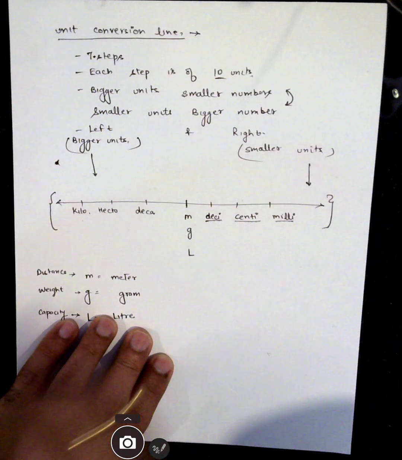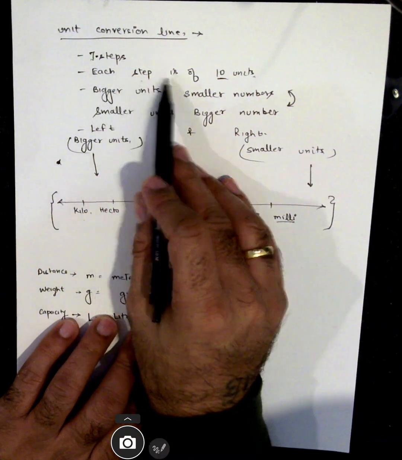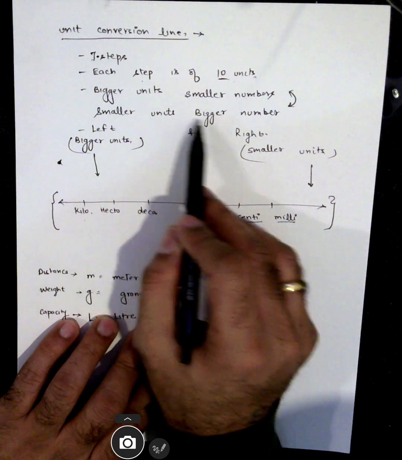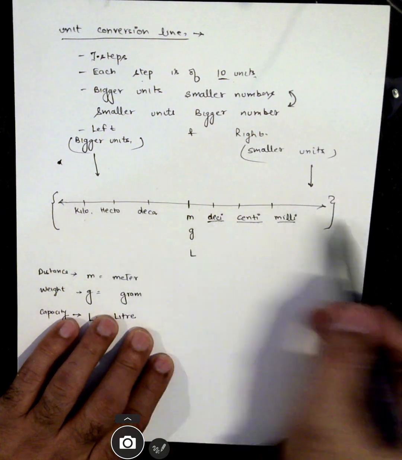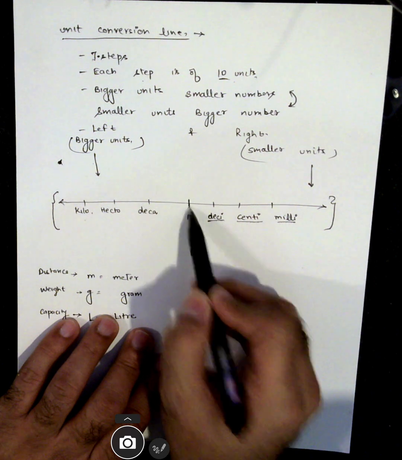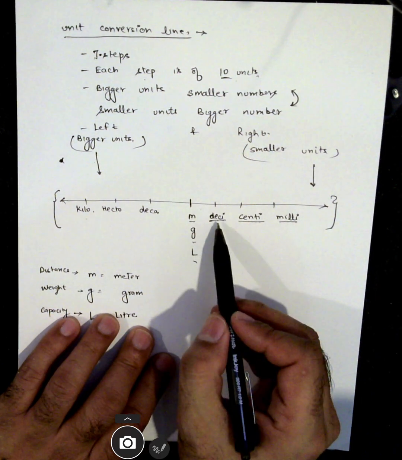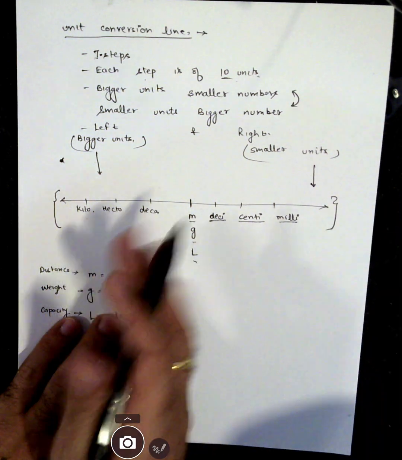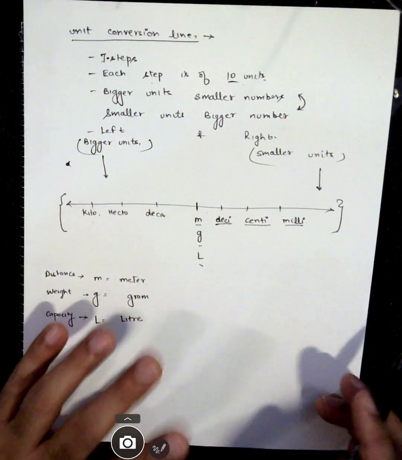Okay. So 1, 2, 3, 4, 5. 5 things we have to memorize. 7 steps. Each step is of 10 unit. Bigger units, smaller numbers. Smaller units, bigger numbers. And then left we have bigger units, right we have smaller units. We are starting the unit conversion line with MGL in the middle. Then we have deci, centi, milli on the right and deca, hecto, kilo on the left. Once we are done with this one, our approach is very simple.